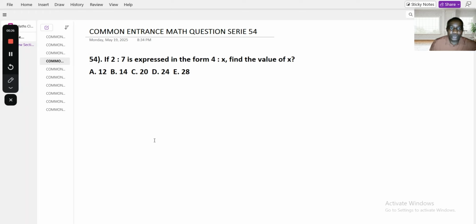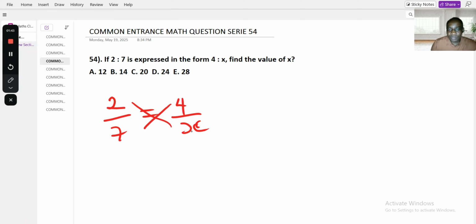If 2 by 7 is expressed in the form 4 by x, find the value of x. If you see something like this, where the question is expressed as a ratio, what you just need to do is, the first one they write 2 7, just say 2 over 7 equals 4 over x. The 4 will be at the top as well. The next thing we are going to do now is cross multiplication. You will multiply this by this and this by this, because it's a cross sign. Cross multiplication in mathematics, that's what they call it.